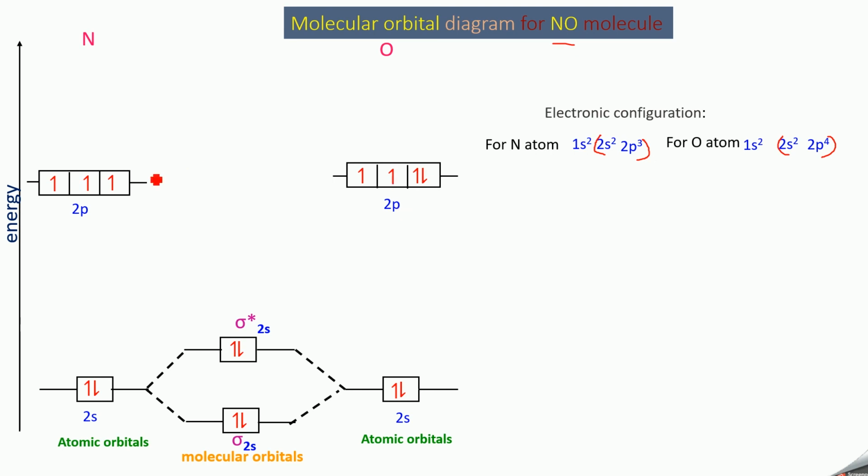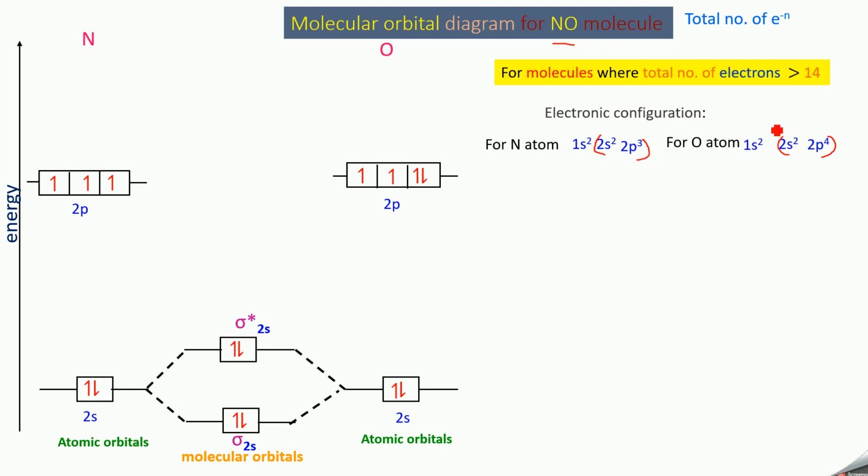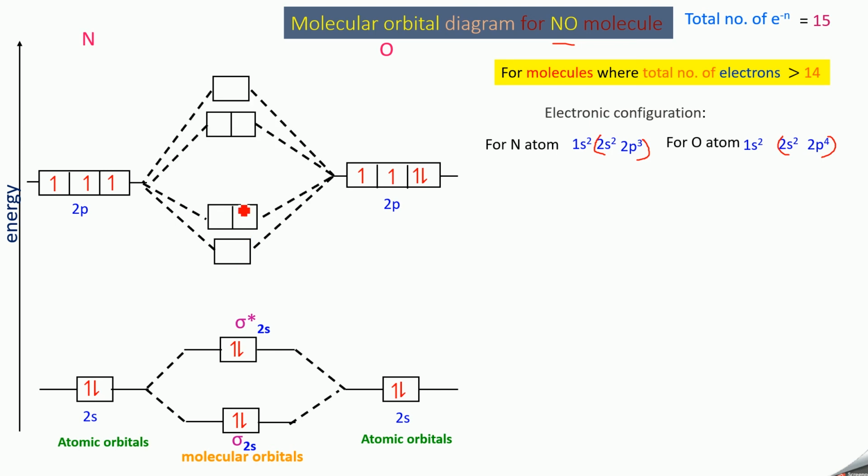Now we have 6 atomic orbitals. We need 6 molecular orbitals. The arrangement is based on the number of electrons. So the total number of electrons in this case is 7 and 8, total equal to 15. Since the total number of electrons is greater than 14, we have to follow this order, that is 1, 2, 2, 1. So sigma 2pz will be in lower energy, then pi 2px, pi 2py and then pi star 2px and pi star 2py and then sigma star 2pz.